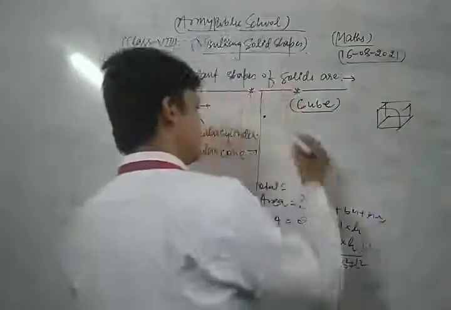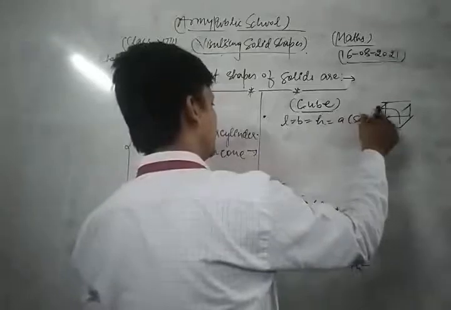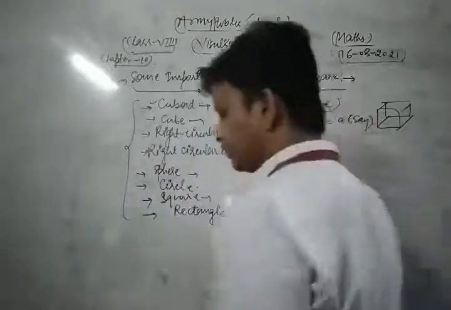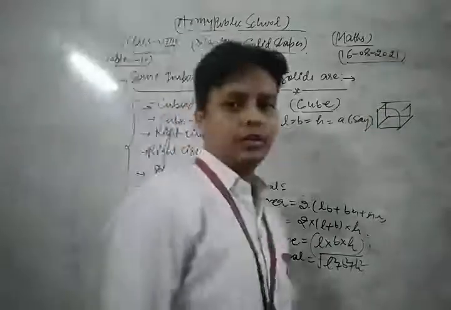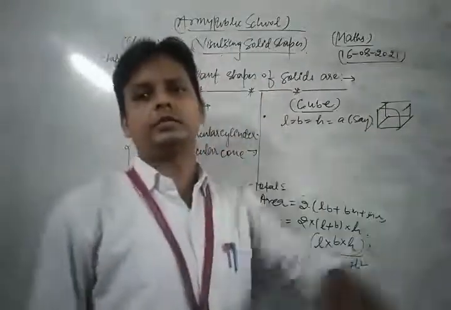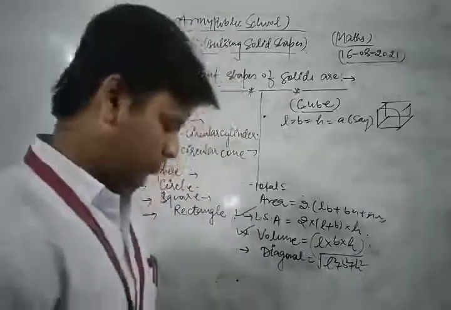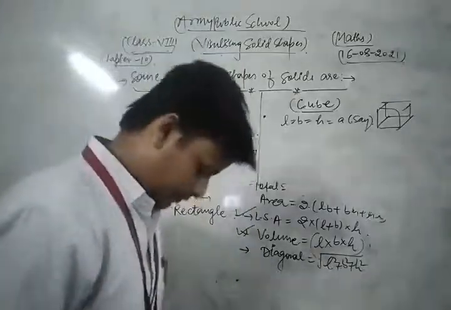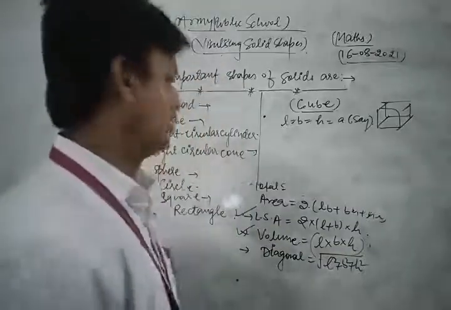This is the shape of the cuboid in which length is equal to breadth is equal to height, each equal to a. Say, suppose, that means a cube is a special type of cuboid in which all of its sides are equal to each other, like L is equal to B is equal to H is equal to a. Okay.